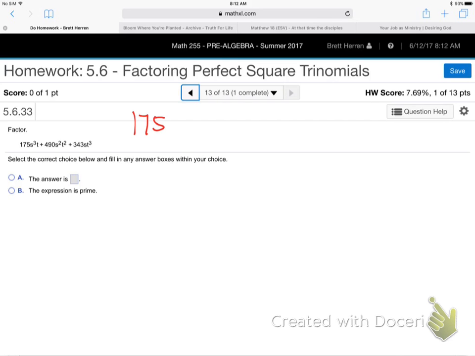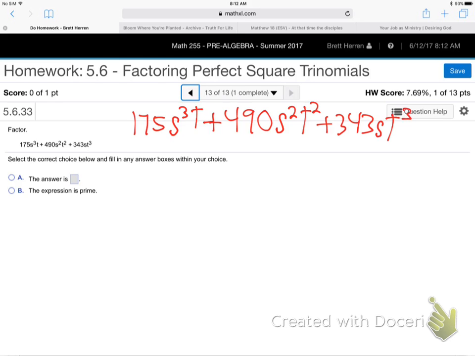175, what is that? S to the third T, plus 490 S to the second T to the second, plus 343 S T cubed. Okay, wow, ugly.